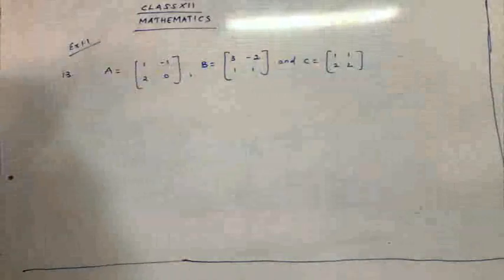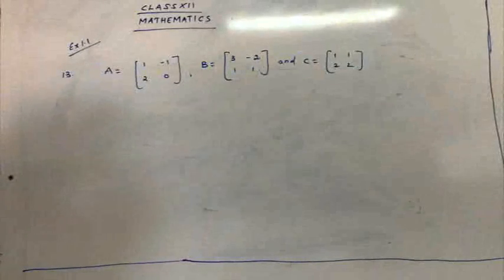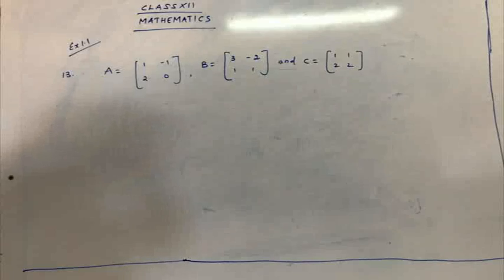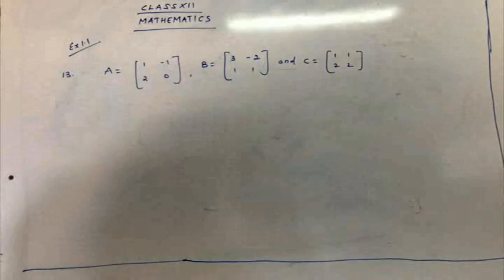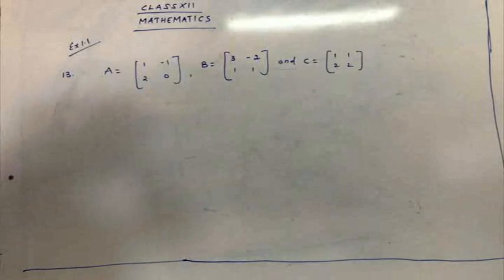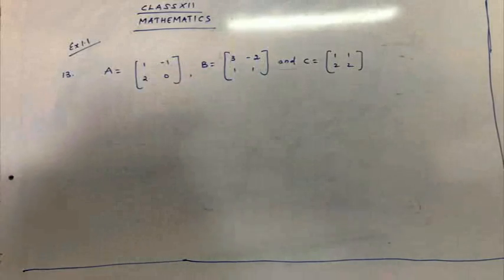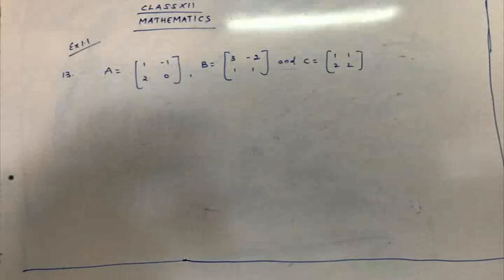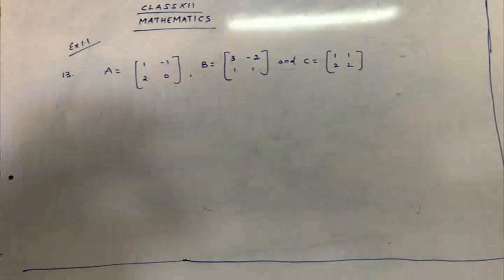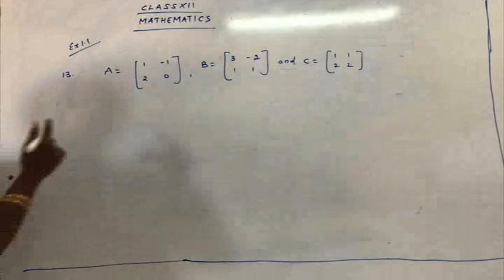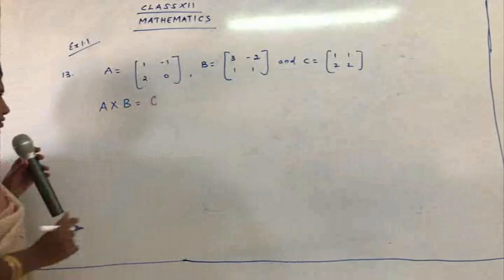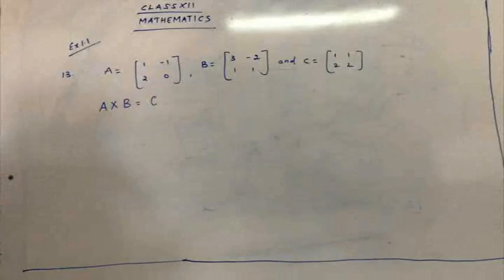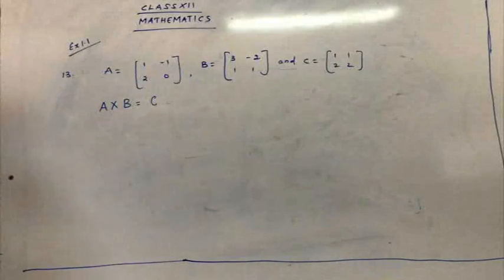That is, we know the matrix A, we know the matrix B, we know the matrix C. So A is 1 minus 1, 2, 0. B is 3 minus 2, 1, 1. And C is 1, 1, 2, 2. And now they have given you one condition. That is, AXB is equal to C. So this is a condition given to us. And now what we are going to do? We are going to find the value of X that is unknown.